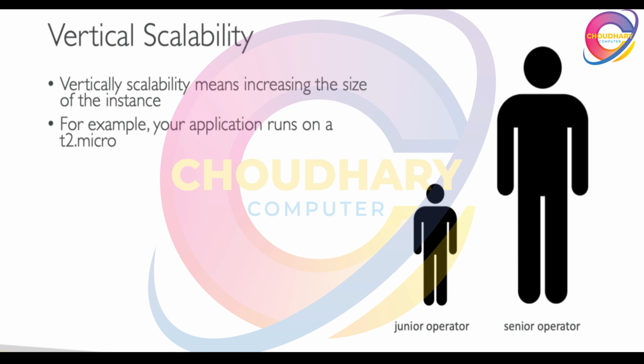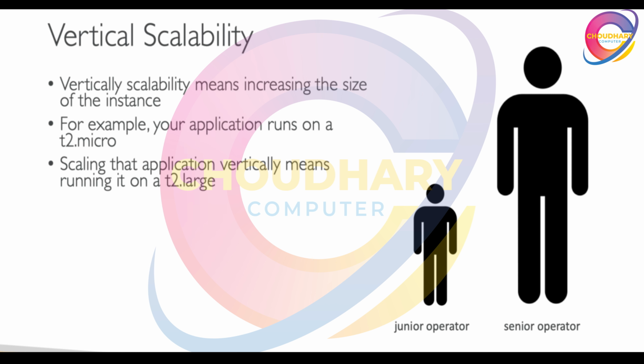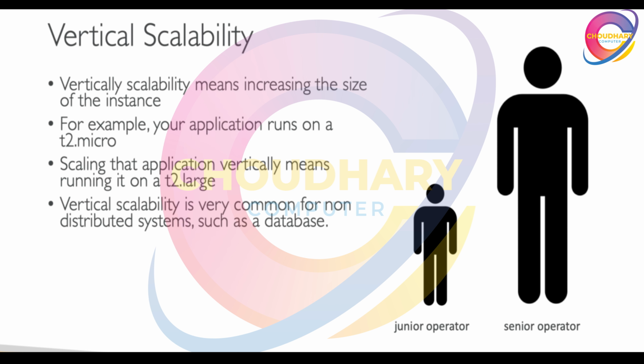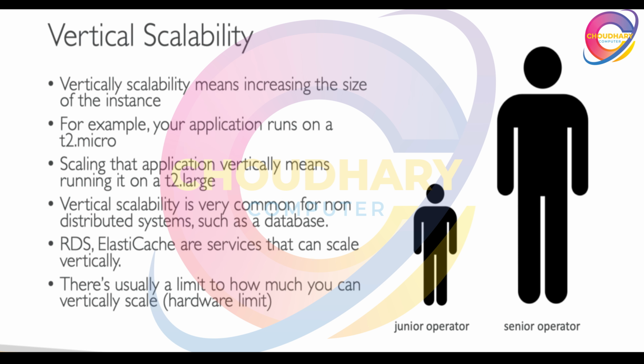So for example, in EC2, our application was on a T2 micro and we want to upscale that application. That means maybe we want to run it on a T2 large. So when do we use vertical scalability? Well, it's very common when you have non-distributed system, such as a database. So it's quite common for a database, for example, on RDS or Elasticache. These are services that you can just scale vertically by upgrading the underlying instance type. Although there's usually a limit to how much you can vertically scale, and that's a hardware limit. But still, vertical scalability is fine for a lot of use cases.